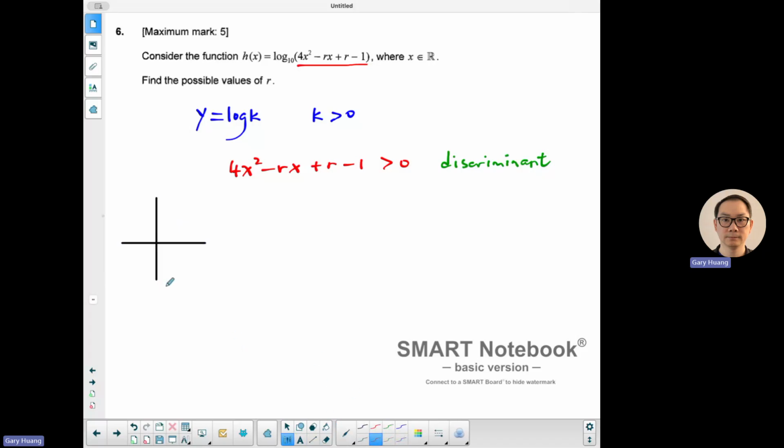If this quadratic has to be always greater than 0, then it's not going to touch, which means there is no solution, right? That means the discriminant has to be less than 0. Like, it's not touching. There's no number for x which is going to be equal to or less than 0. So the discriminant of this function has to be less than 0.